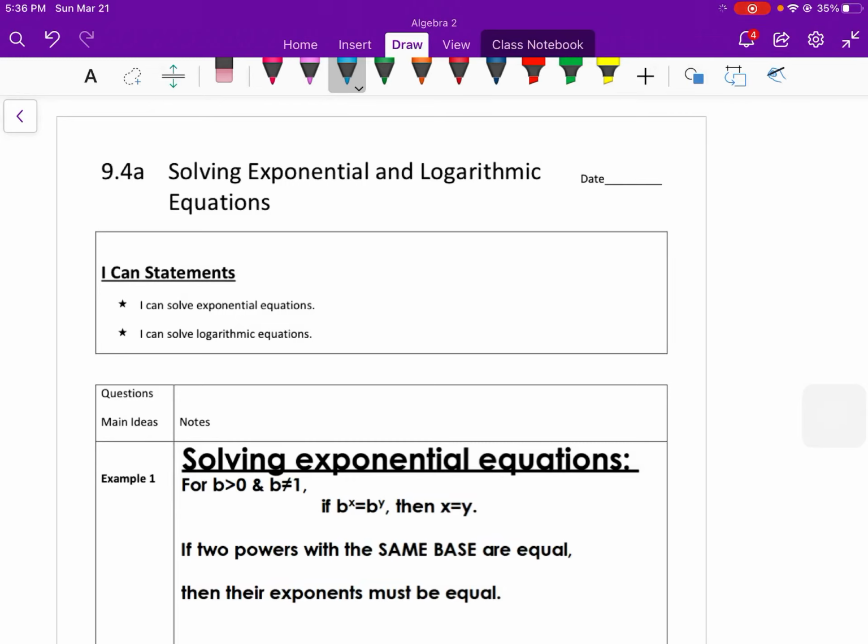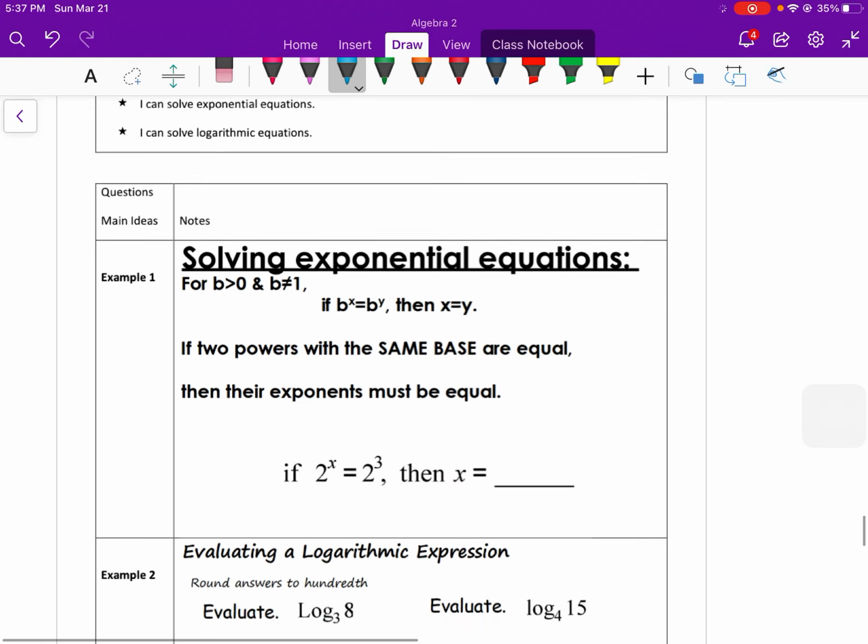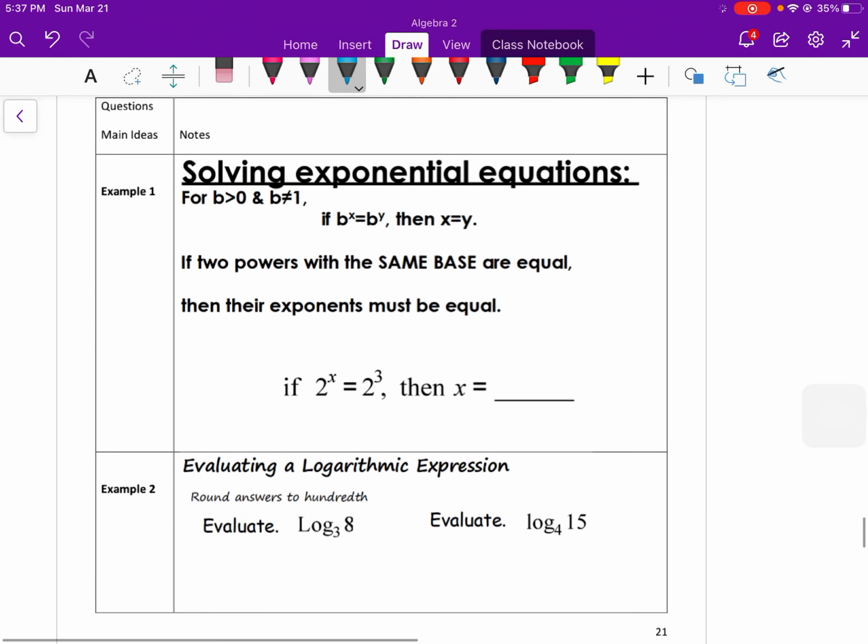This is 9.48, solving exponential and logarithmic equations. So what we're going to be able to do with all of our prior knowledge from the unit is solve these functions. Solving exponential equations for b greater than 0 and b not equal to 1.